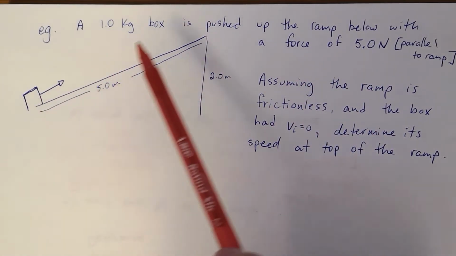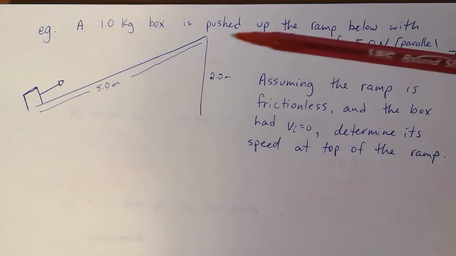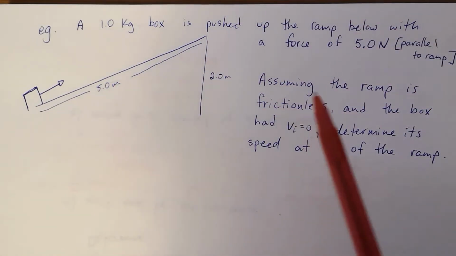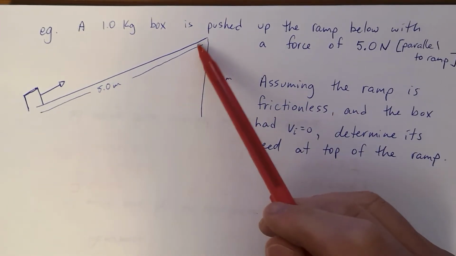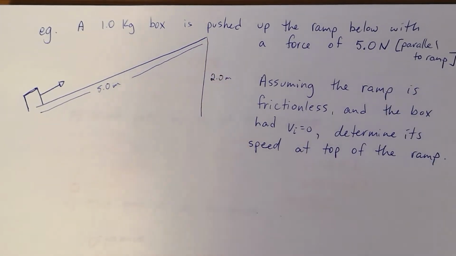Okay, so we're pushing it up 5 newtons. The ramp is 5 meters diagonally, 2 meters vertically. Assuming the ramp is frictionless, we're going to determine its speed at the top. Okay, so if we have this force, no friction, how fast is it going at the top?